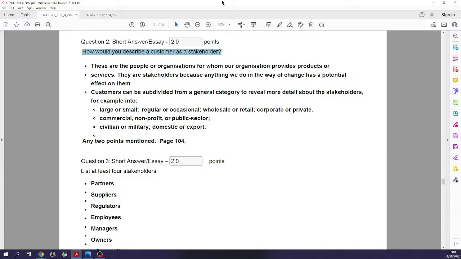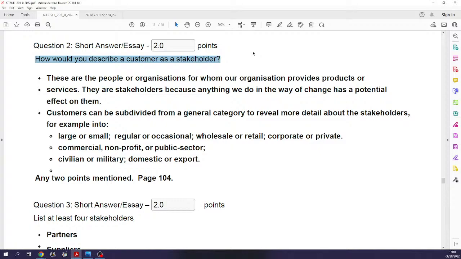I'm probably going to cover similar topics when we get to exam prep, and maybe even when we do assignment 2. But look at how they word the question. How would you describe a customer as a stakeholder? Let me just increase the zoom a little bit so you can see better. How would you describe a customer as a stakeholder? Back when I was a student, a long time ago, I used to look for specific keywords in questions, and this would influence how I would answer the question.